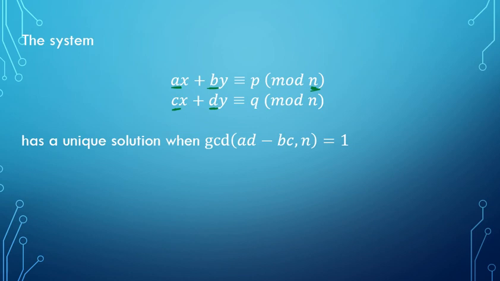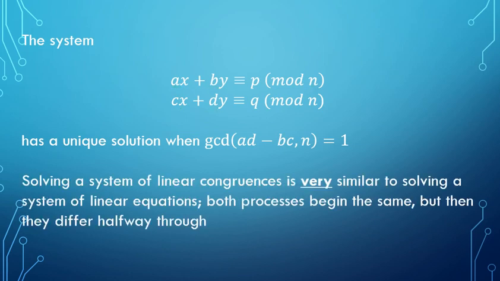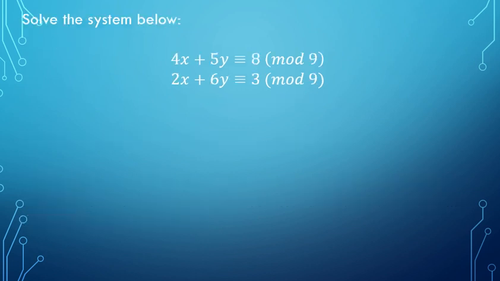How do we go about finding the solution? Well, we're really going to go through the process with a sample problem, but I'll just say beforehand that solving a system of linear congruences is very similar to solving a system of linear equations, like you would do back in 8th grade or just entering high school. Both processes begin the same, but then they differ slightly halfway through. So we're going to go through this method of solving these systems of linear congruences with a sample problem here.